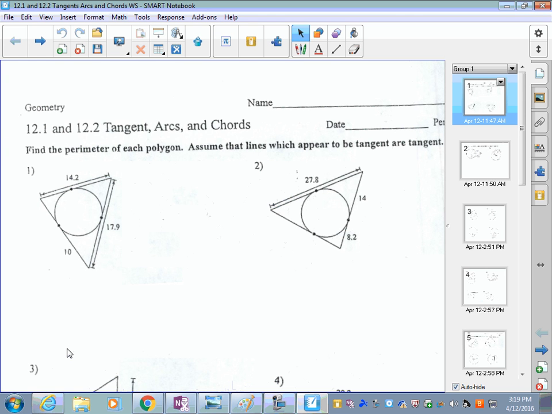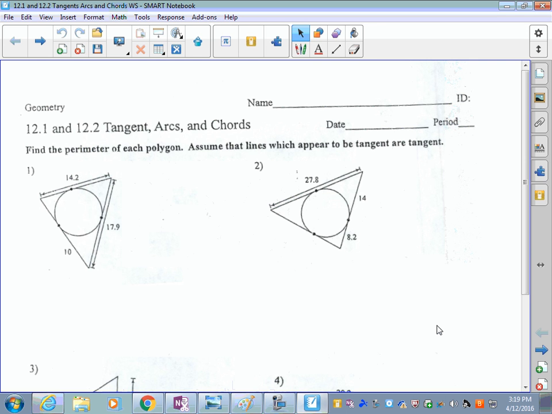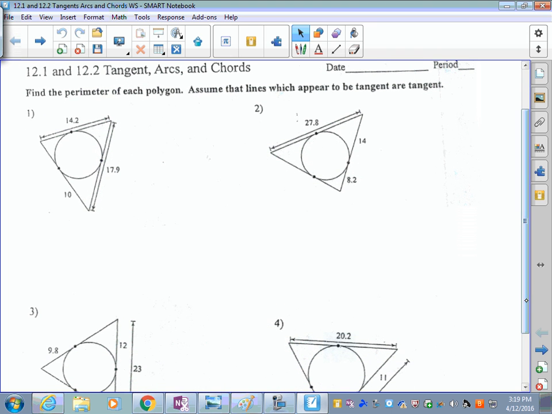Okay, this is the worksheet you picked up when you walked in. Get this out, put your name on it. Okay, so we are going to find the perimeter of each polygon. Assume that the lines that appear to be tangents are tangents.